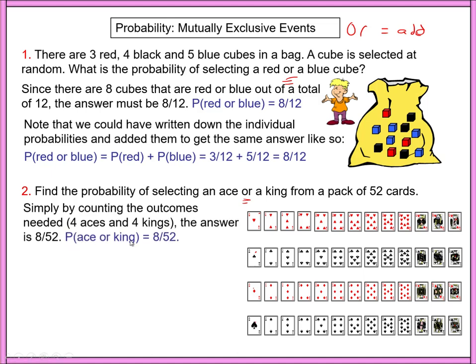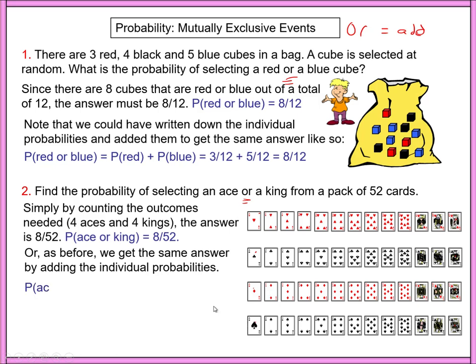And remember, we've got to write it like that. P brackets ace or king equals 8 out of 52. Now we can do the individual probabilities again, like we said earlier. Probability of ace is 4 out of 52. Probability of the king, also 4 out of 52. When we add these two together, we get our answer of 8 out of 52. So like we said earlier, OR means add.